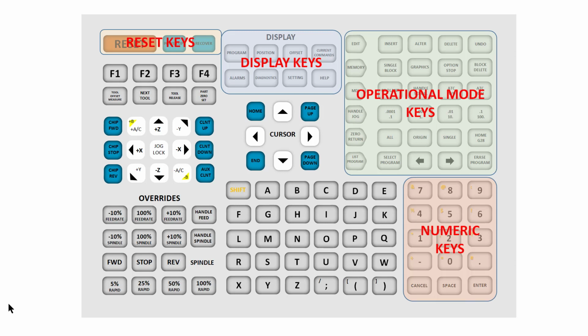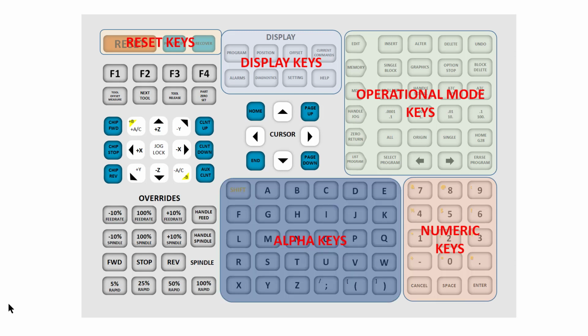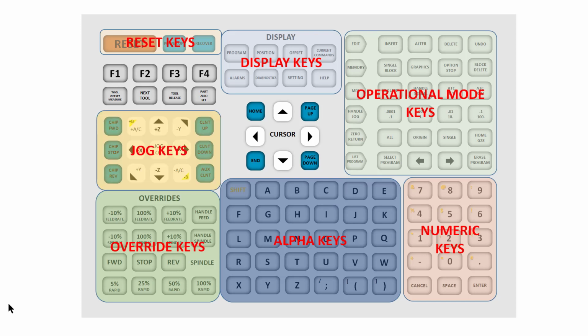Numeric keys and alpha keys are both used to enter text and numbers into the input bar, which can then be placed under the cursor. Override keys are used to override programmed speeds, feeds, and rapid rates. Jog keys are what we use to manually control machine motion, including the chip evacuation system and coolant nozzles.